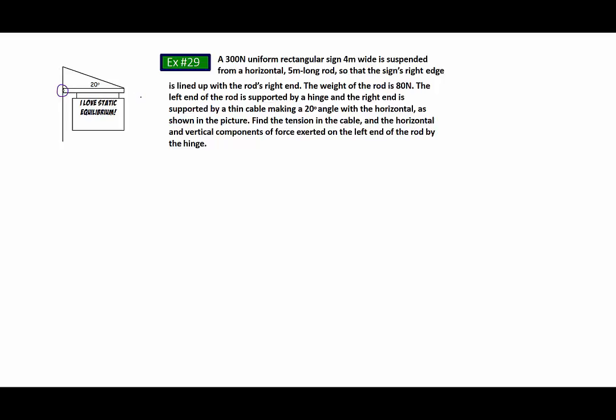So we've got this rectangular sign. It's 4 meters wide, and it's suspended from a horizontal 5 meter long rod, so that the sign's right edge is lined up with the rod's right end. The weight of the rod is 80 newtons, and the left end of the rod is supported by a hinge. The right end is supported by a thin cable making a 20-degree angle with the horizontal, as shown in the picture. Find the tension in the cable.